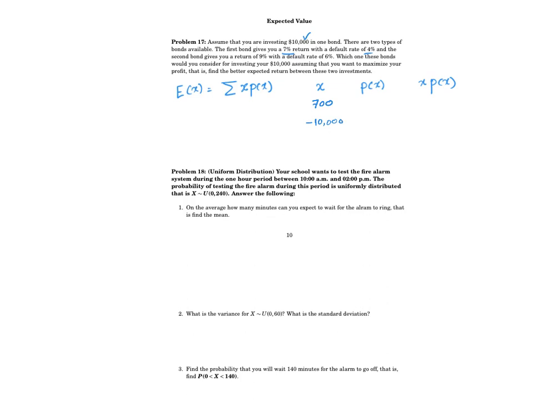What is the probability that you lose $10,000? That's a 4% chance, or 0.04. What is the probability that you will get $700? There is a 4% chance that they are going to go out of business. That means 100 minus 4 is a 96% chance that they are going to stay in business. So you multiply these numbers and add them up. That should give you an answer. That's your expected return from the first bond, and you do the same thing for the second bond. Okay.